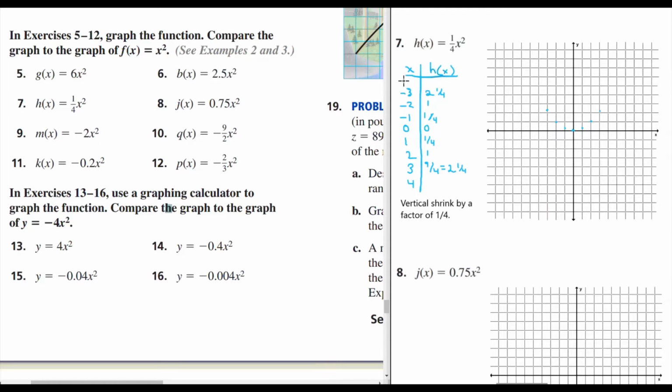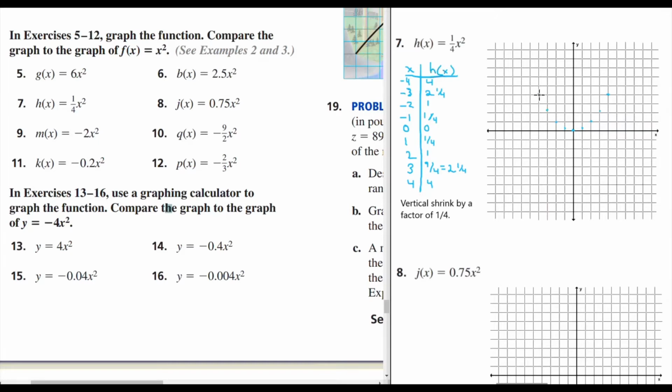But since I have so much room, I'm going to just plug in one more here. Let's go 4, negative 4. So if I plug in 4, I get 16 times 1/4, which is 4. And negative 4 is, again, 16 times 1/4, which is 4. So 1, 2, 3, 4, 1, 2, 3, 4, and negative 4, 4.